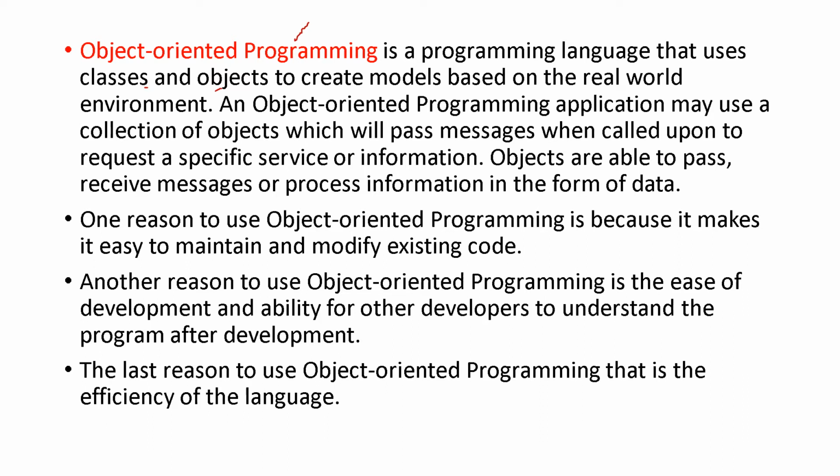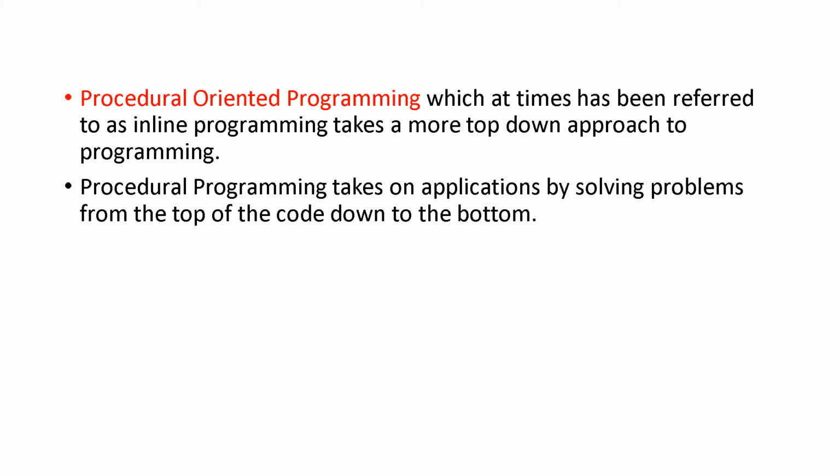One reason to use object-oriented programming is that it makes it easy to maintain and modify existing code. It is quite easy to handle. Another reason is ease of development. It's easy to develop. The last reason to use object-oriented programming is the efficiency of the language. Procedural oriented programming, which at times has been referred to as inline programming, takes a more top-down approach. Object oriented programming is a bottom-up approach.